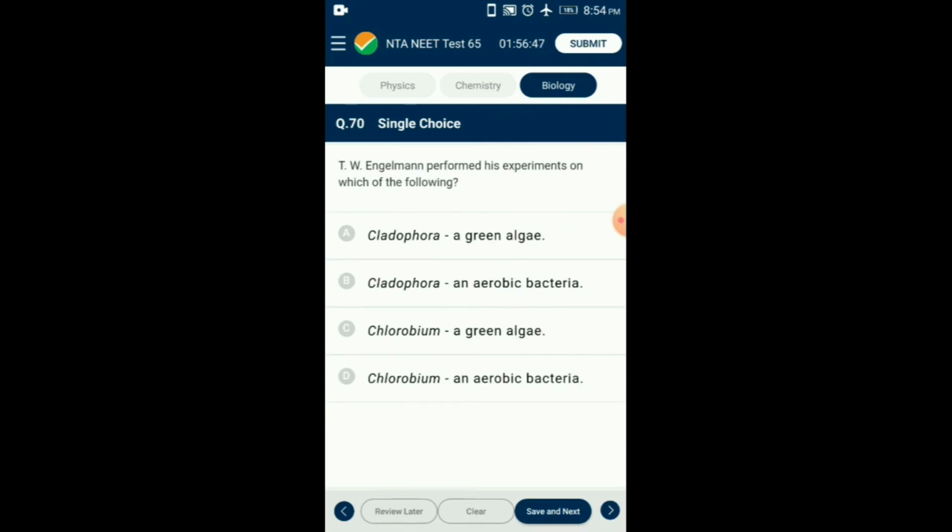Question number 70. T.W. Engelmann performed his experiments on which of the following? Engelmann experimented on Cladophora. He illuminated Cladophora with white light after passing it through a prism. He used aerobic bacteria to detect the oxygen evolution site and observed that maximum bacteria accumulated in the blue and red regions of the spectrum, indicating that maximum photosynthesis occurs in this region. So the answer is option A, Cladophora.